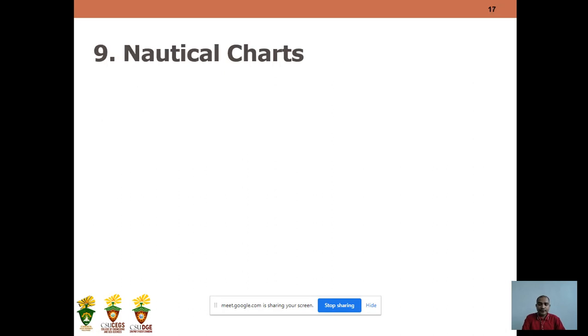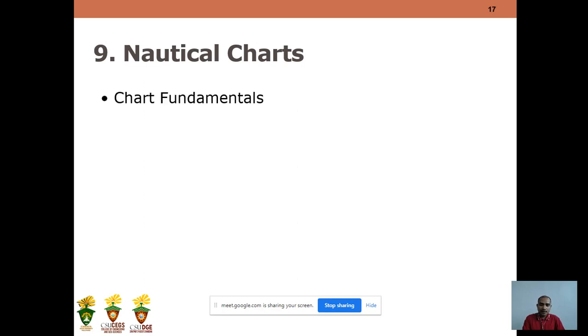Then lastly, topic 9 is all about nautical charts. Nautical charts are used by nautical agencies and seafarers. They use charts to determine which route to take, given the topography underwater, the exhibited topography.